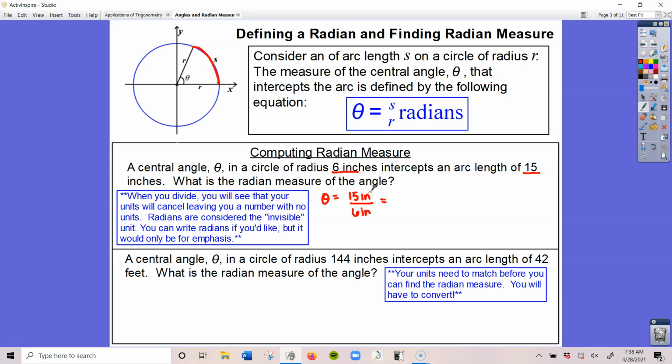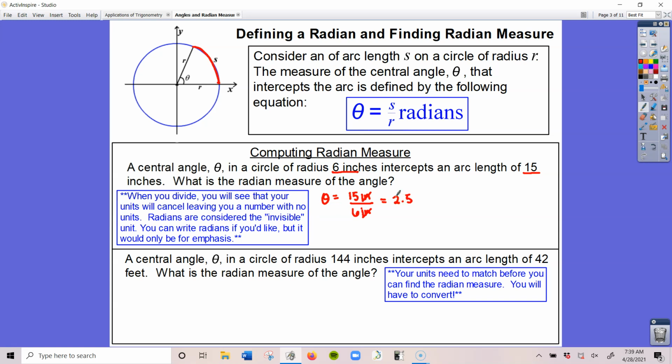When we divide, the inches cancel out, and we're left with 15 divided by 6, which is 2.5. Now, as I wrote here, when you divide, you will see that your units will cancel, leaving you with a number with no units. Radians are considered the invisible unit. You can write radians if you'd like, but it would only be for emphasis.